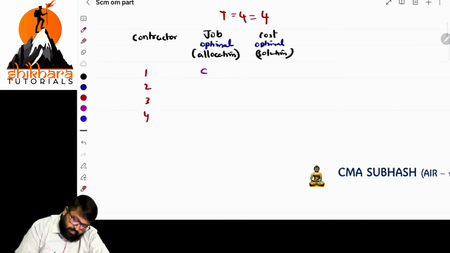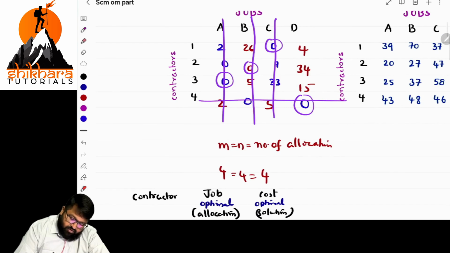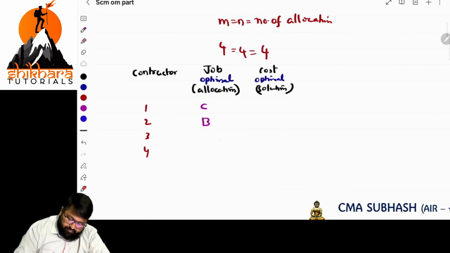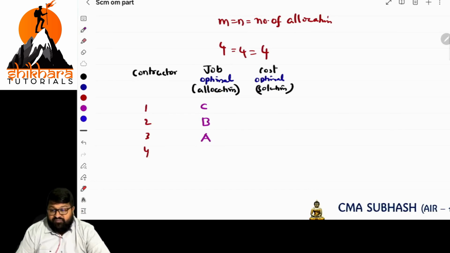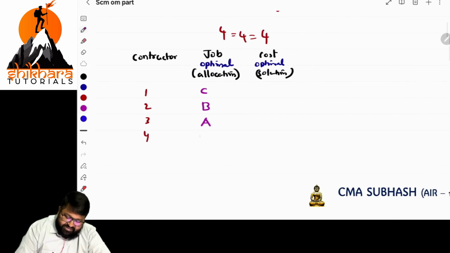For contractor 3, what is the job given? The job given is A. For contractor 4, what is the job given? Finally, the job left over is D.